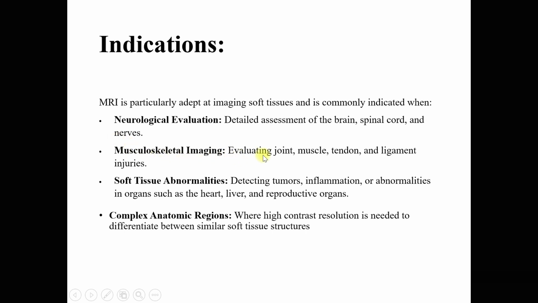Musculoskeletal imaging, evaluating joints, muscle, tendon, and ligament injuries. Soft tissue abnormalities, detecting tumors, inflammation, abnormalities in organs like the heart, liver, reproductive organs. So in these conditions, it is better to use an MRI scan. Complex anatomic regions, where high contrast resolution is needed to differentiate between similar soft tissue structures.